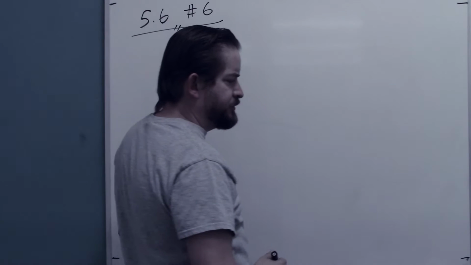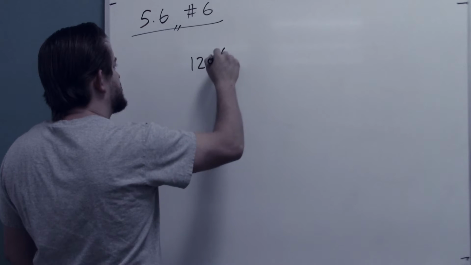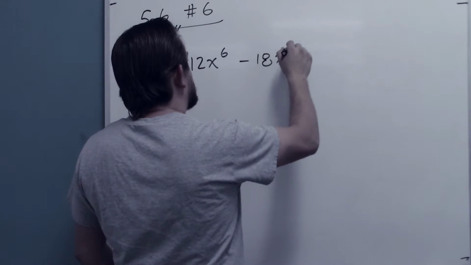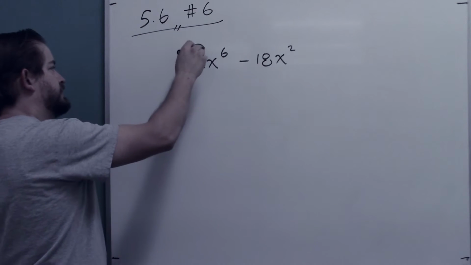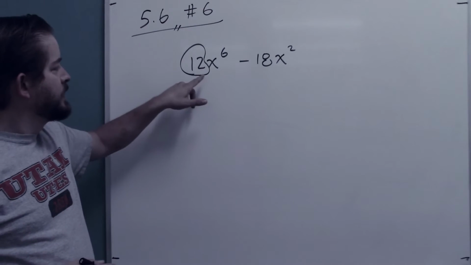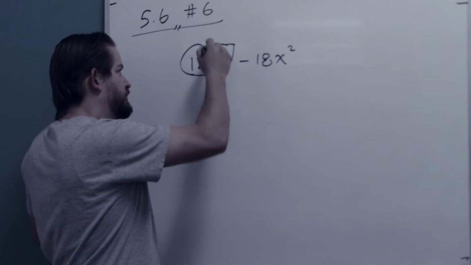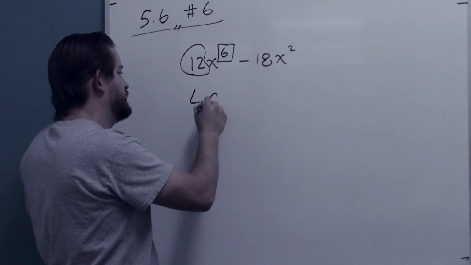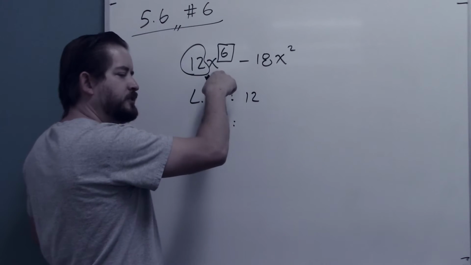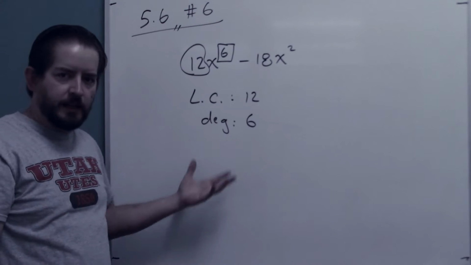Number 6 says find the leading coefficient and the degree of the polynomial, and we have 12x to the 6th minus 18x squared. The leading coefficient is always the coefficient on the term of the highest power, which is this x to the 6th term. So my leading coefficient is 12, and my degree is the highest power of x, which is 6, right? I'm sure nobody needed help with that.